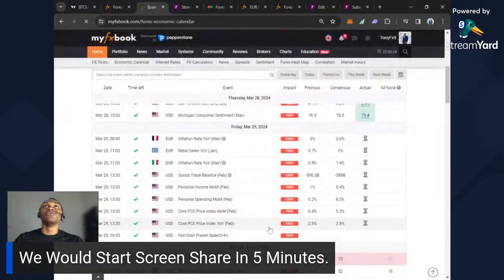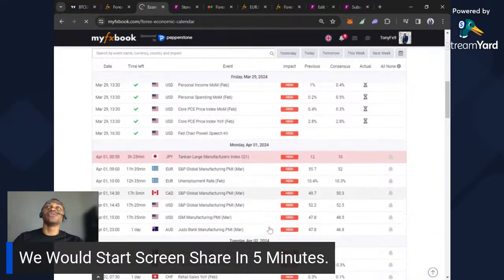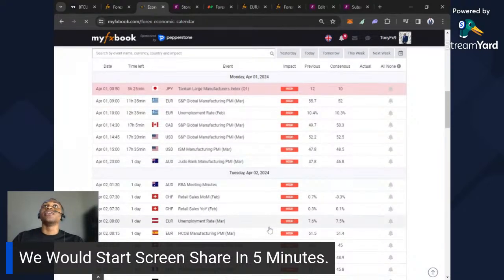And this is the first week of the month of April. Guess what? We have NFP coming. So for Monday, this is April 1st, 2024. We have the early Asian session, JPY Tankan Large Manufacturing Index. This is 10 against 12. If you have a figure higher than 10, it is good for Japanese yen.